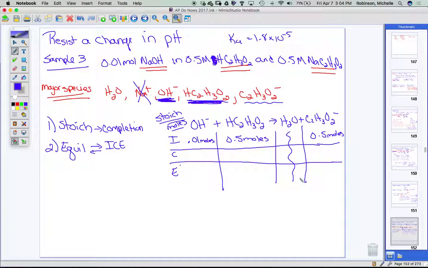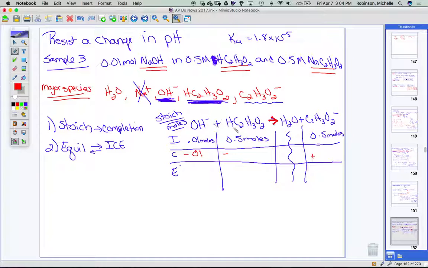Okay, if this is stoichiometry, it has to go to completion. What does that mean? It will only go this way, so it has to shift right. But what else does it mean? Okay, this is minus, this is a plus. What were you saying, Lexi? They have to get used up. Which one of those two is going to get used up? The OH. So minus 0.01.